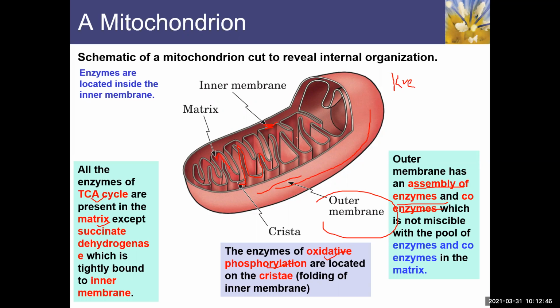In this slide, you have to know where the enzymes of the Krebs cycle are present. You have to know where the electron transport chain is present. This is very important. Once we discuss them individually, we're going to discuss it once again.